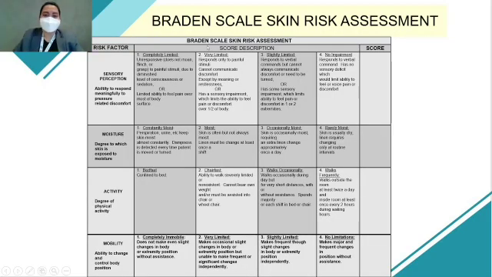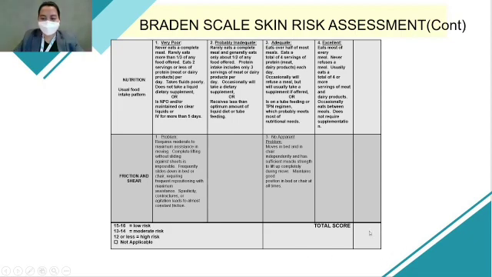On this Braden scale skin risk assessment, all you have to do is put the score that applies to your patient. Then after that, you have to tally and put the total score here. So if the score is 15 to 16, it means your patient has low risk to acquire a bed sore or pressure injury. 13 to 14 is moderate risk. Less than 12, your patient is high risk.